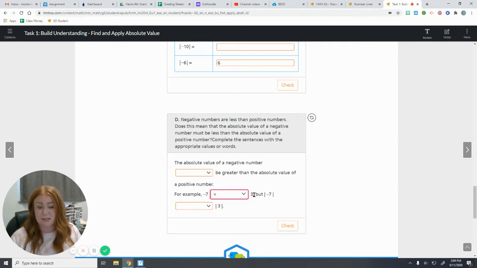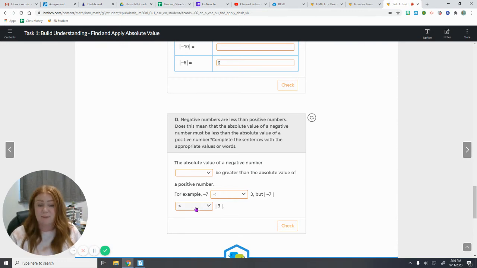So that sentence reads true, that inequality. But the absolute value of -7 takes 7 places to get to 0, compared to just 3. When we talk about the absolute value, sometimes this sign can flip around.